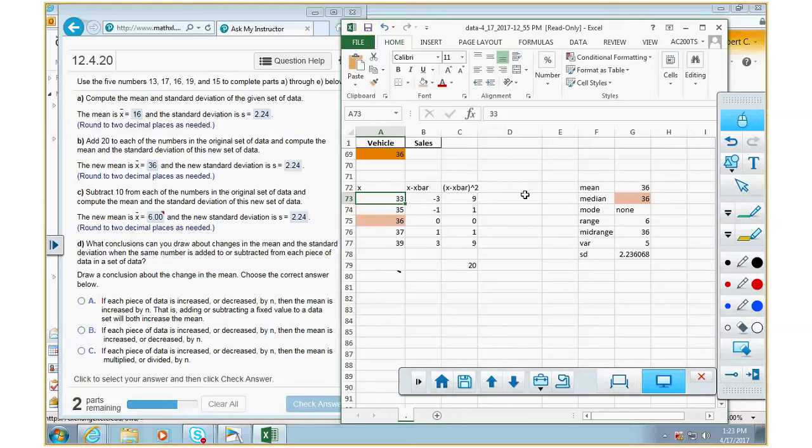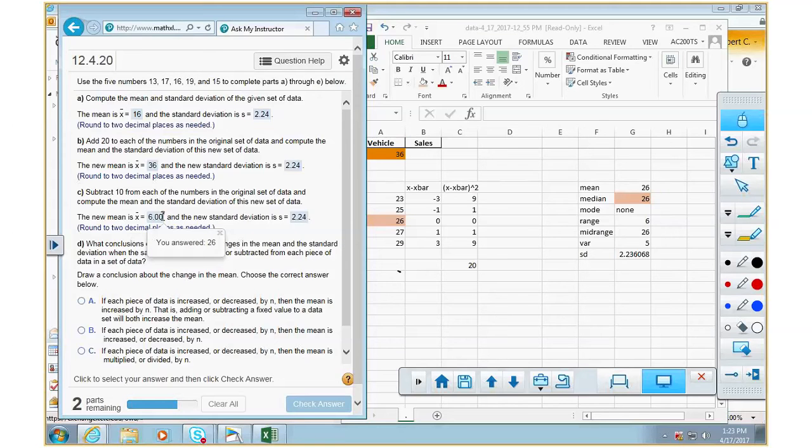Subtract 10 from each. 23, 25, 26, 27, 29. Still the same standard deviation. 26 is the right answer. Oh, no, it's not. It's 26. No, you got it right. They got it wrong. That's wrong. I was struggling. I kept going back and trying to get back on. I had to stop and do some work and stuff. And I think it was like 11:30. That's wrong.